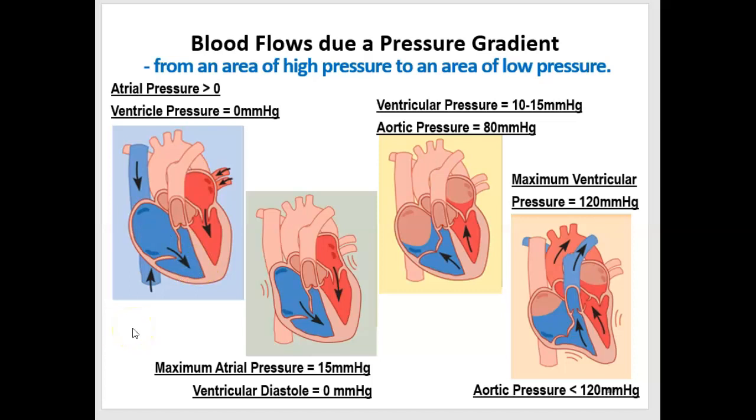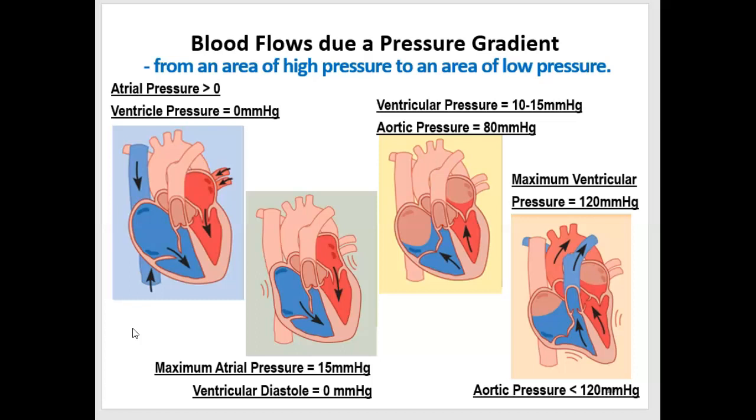Active filling of the ventricle during atrial systole, shown in the green box, occurs as pressure in the atria reaches a maximum of 15 millimeters of mercury, which is higher than the pressure in the ventricles. At the beginning of ventricular systole, shown in the yellow box, pressure in the ventricle builds with a low range between 10 to 15 millimeters of mercury.